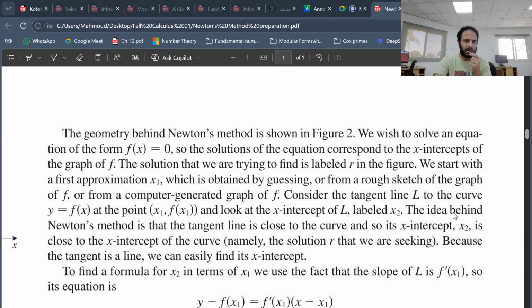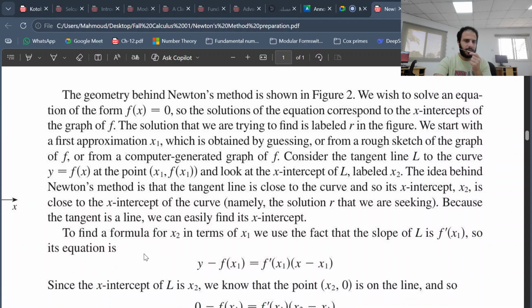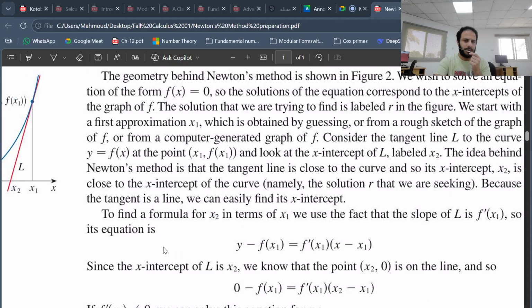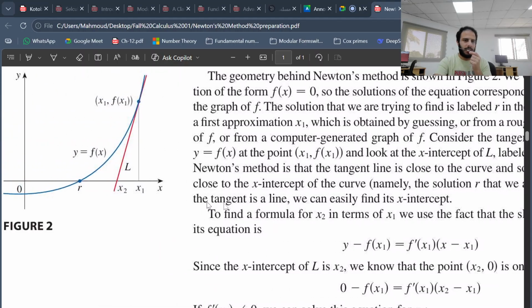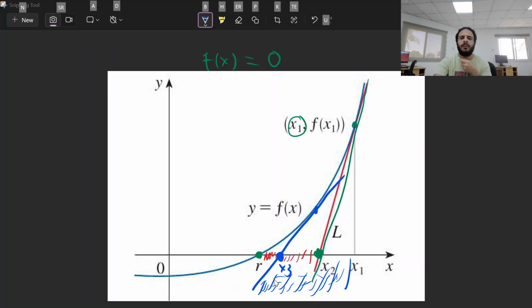Consider the tangent line L to the curve. I think we explained this. We are at this part, to find a formula for x2. Let's see the graph again. What's the formula of the tangent line for x1? What do you think?